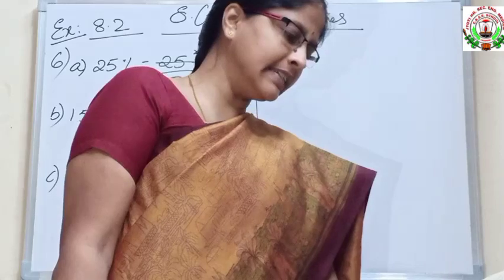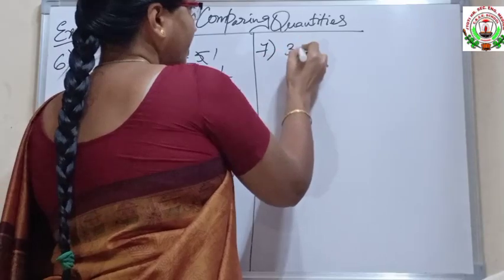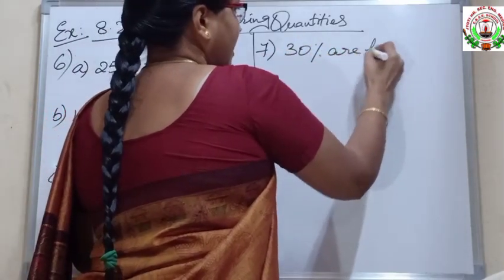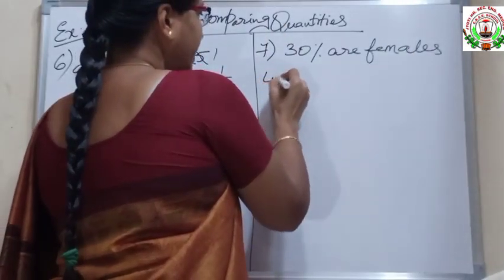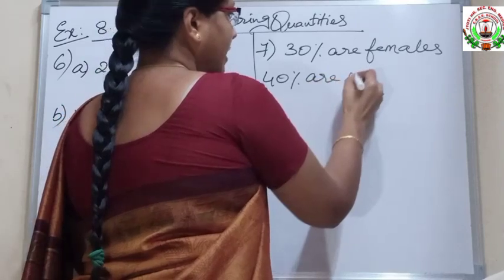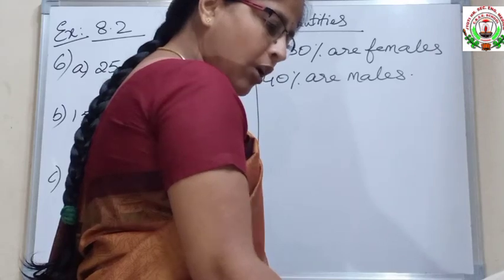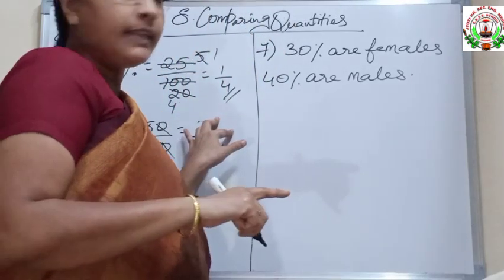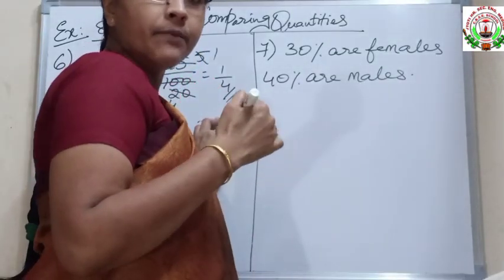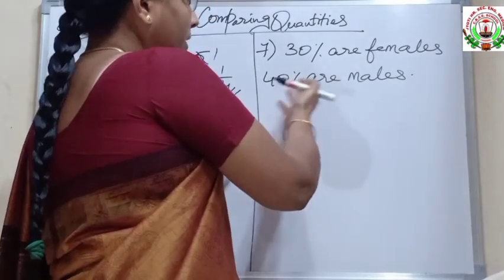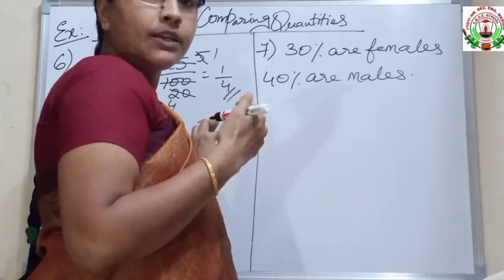Next, the 7th one. In a city, 30% are females and 40% are males, and the remaining are children. What percent are children? We have to find the percent of children. They have given the percent of females and the percent of males, and we have to find the percent of children.